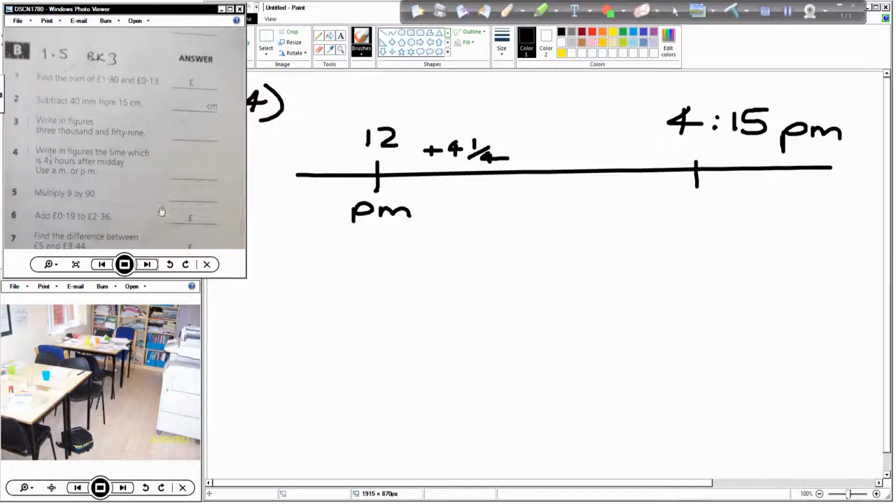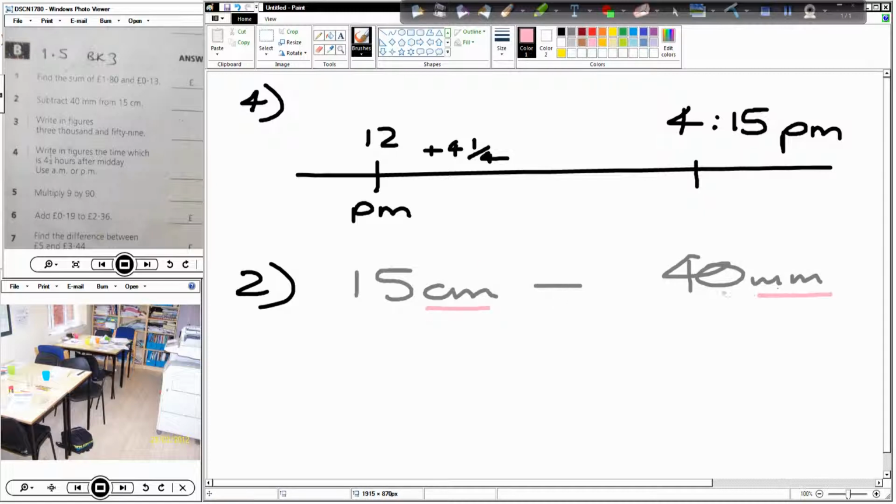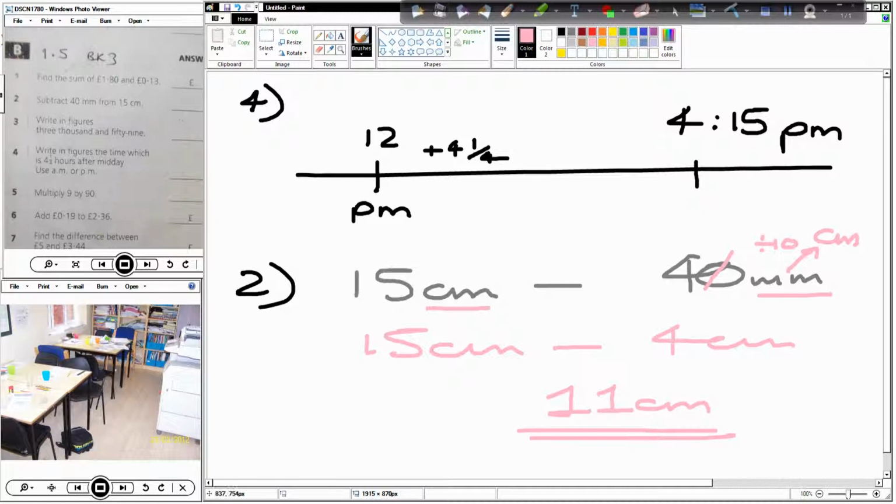Okay, question number 2 is a good question. It says there, subtract 40 millimeters from 15 centimeters. So we have 15 centimeters minus 40 millimeters. Now, what do you notice about that? The units are different. So we've got to change millimeters into centimeters. How do we do that? By dividing by 10. So it becomes really 15 centimeters minus 4 centimeters, which gives us an answer of 11 centimeters.